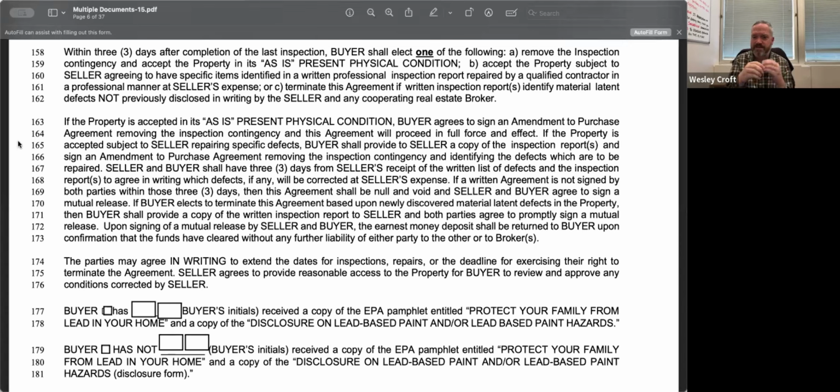If a written agreement is not signed by both parties within that 3 days, then the agreement shall be null and void. Everyone signs a mutual release. The buyer gets the earnest money back. People will ask me, we're still negotiating, we're past the 3 days, is that okay? Please just stay in communication with the listing agent. It doesn't need to go on for 2 weeks.